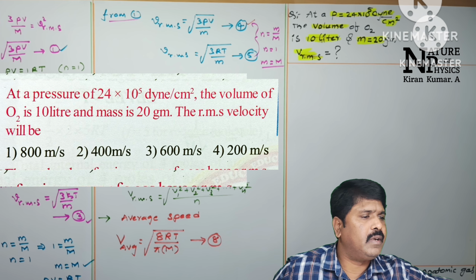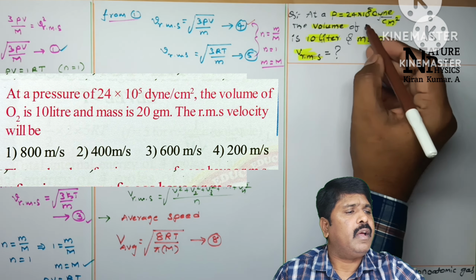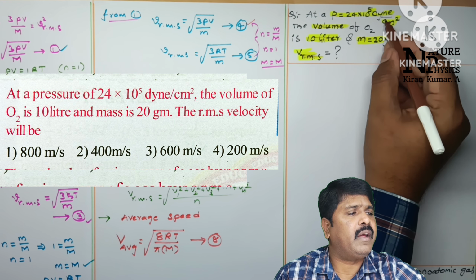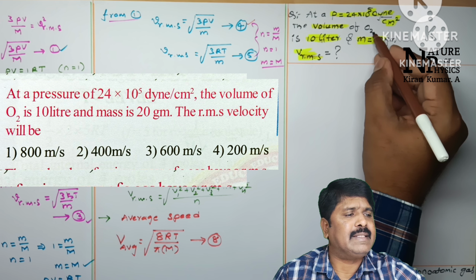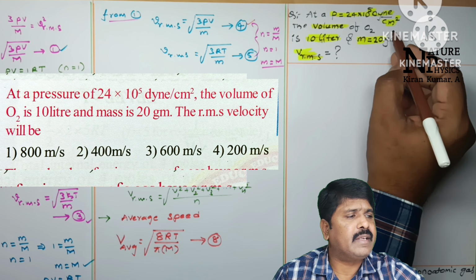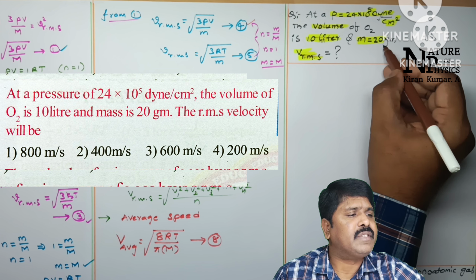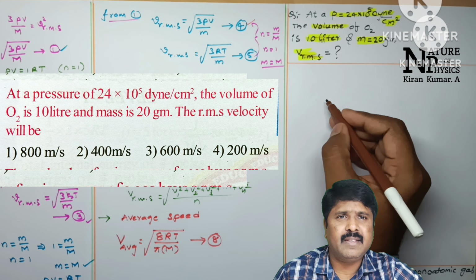See there, student. Now continuation in this question. At a pressure P equal to 24 into 10 to the power of 5 dyne per centimeter square, the volume of a gas, that is hydrogen gas, is 10 liters given, and mass is equal to 20 grams given. RMS velocity is asked.